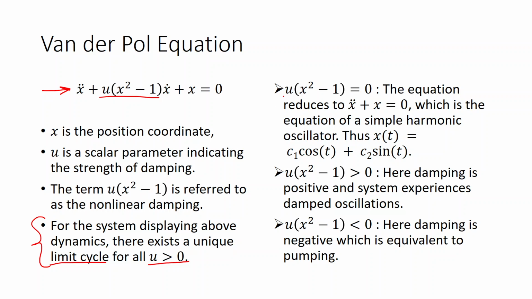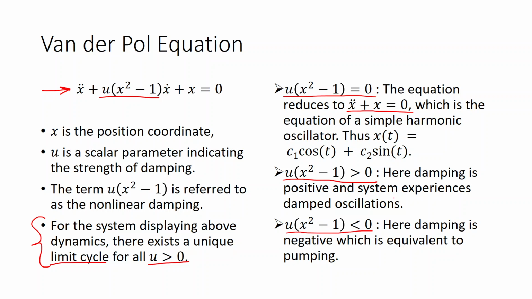If you have this nonlinear damping as 0, then the equation basically reduces to a simple harmonic motion. The response will be a sinusoid, and if you look at the state space trajectory, there will be circles. So that is known to us. Now if you have this as greater than 0, then the damping will be positive and the system will experience damped oscillations, and if it is negative, then it will experience negative damping, which is equivalent to pumping.